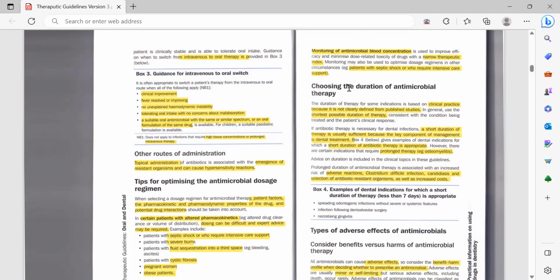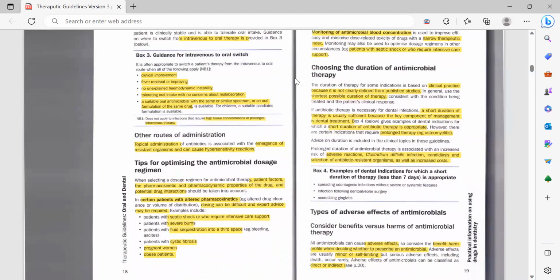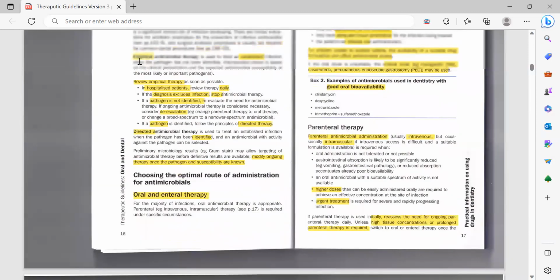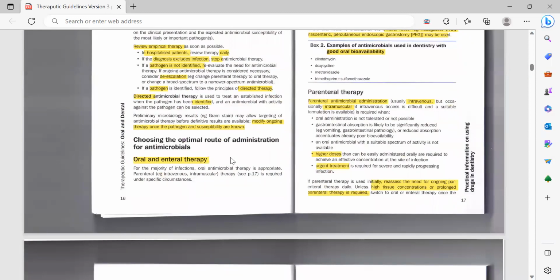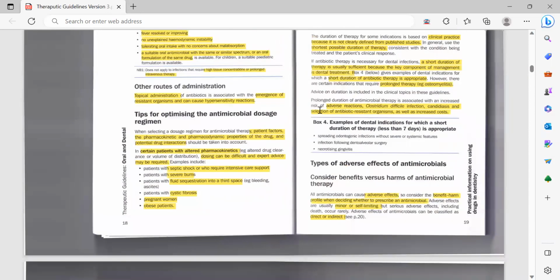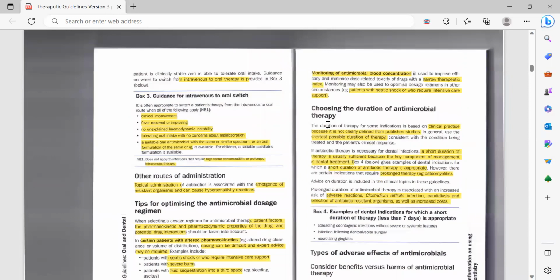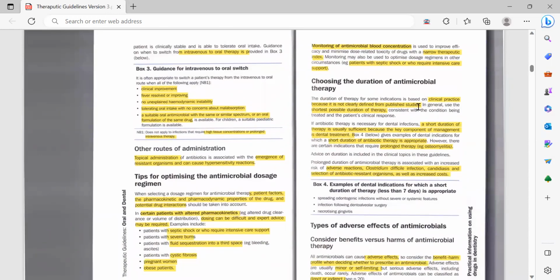Okay, so choosing the duration of antimicrobial therapy. First we read about the types, then the route, then the duration of the antimicrobial therapy. The duration of therapy for some indications is based on clinical practice because it is not clearly defined from the published studies. In general, use the shortest possible duration of therapy consistent with the condition being treated. If antibiotic therapy is necessary for dental infections, a short duration of therapy is usually sufficient because the key component of management is dental treatment.